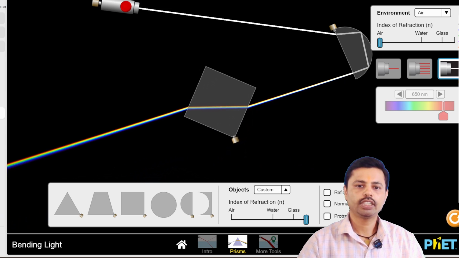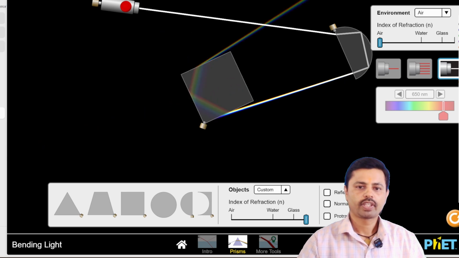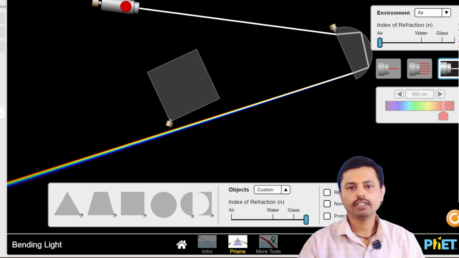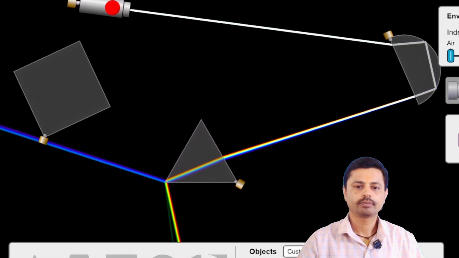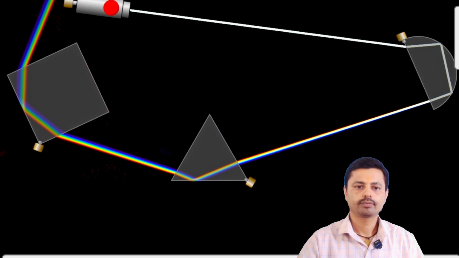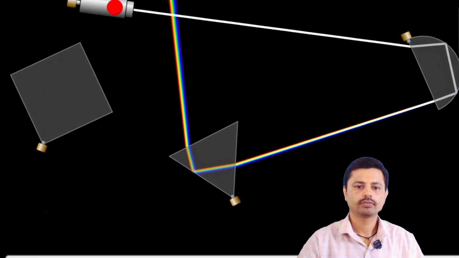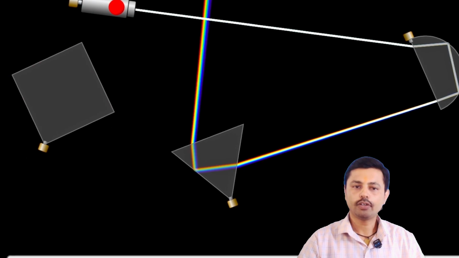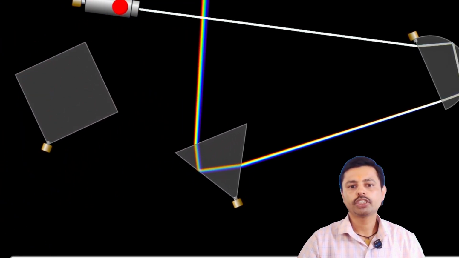Let's change the angle to have a better observation. And let's have a prism. Wow, it's nice. Are you observing? The more I change the angle, the more beautiful shapes it takes.